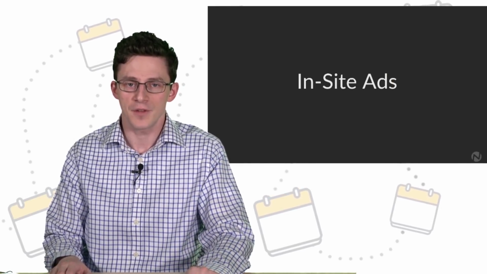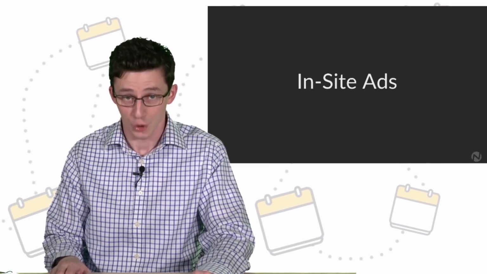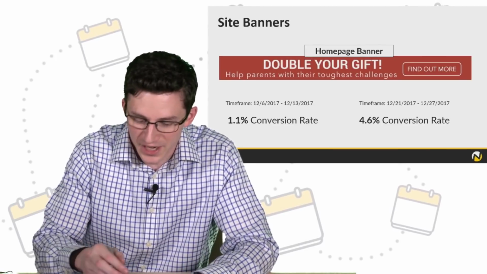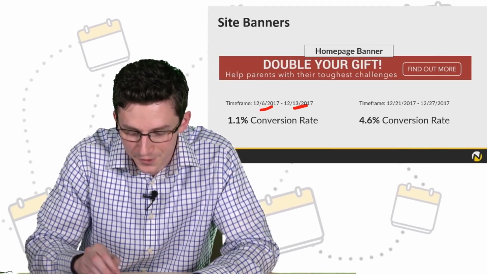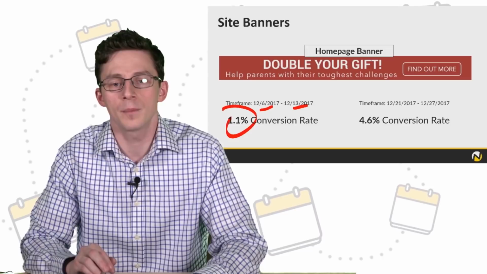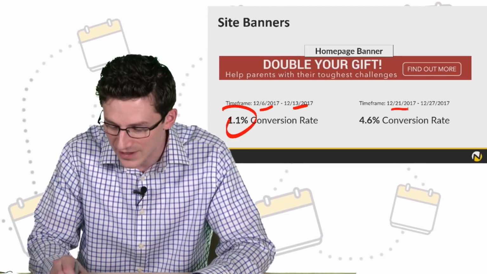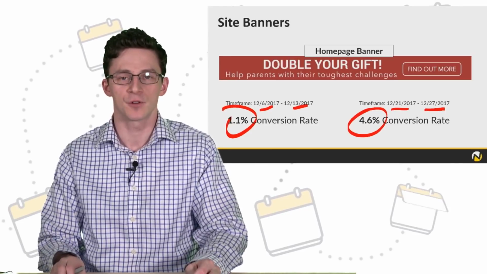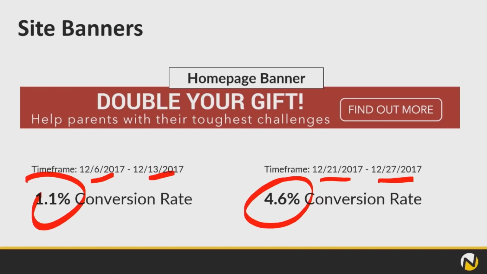Okay, number 1, if you've got space for banner ads, use them for you. For example, here's a homepage banner. Check it out. From 12/6 to 12/13 of last year, it had a 1.1% increase in conversion. But take a look at the last week, 4.6. That's crazy. You don't see those kind of conversion rates with banners. That's because again, the closer they got to the end, the more of the effect, okay?